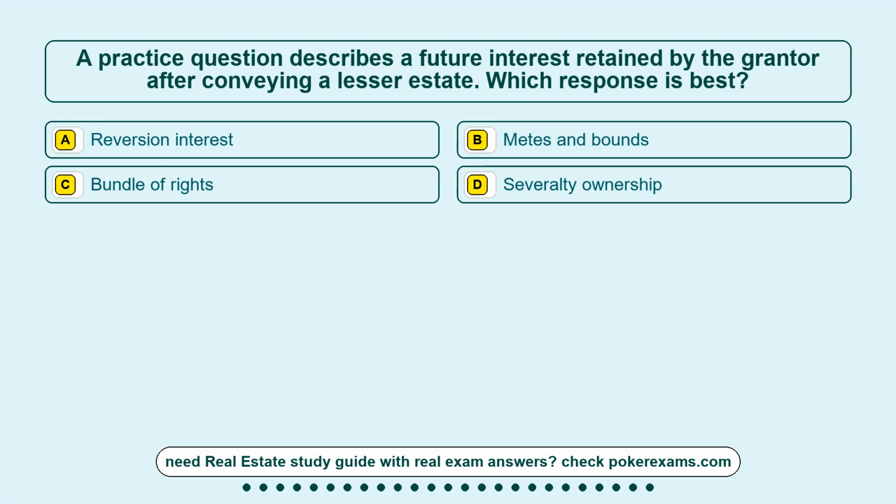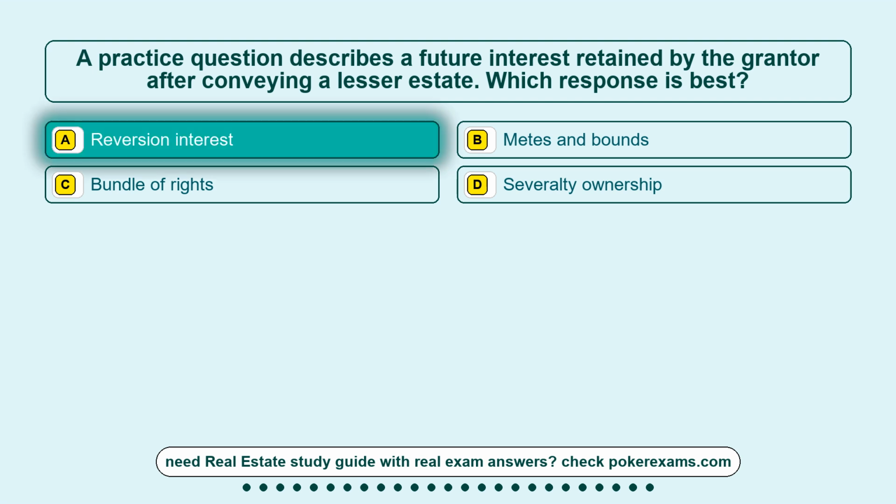Question 18. A practice question describes a future interest retained by the grantor after conveying a lesser estate. Which response is best? Option A, reversion interest. Option B, metes and bounds. Option C, bundle of rights. Option D, severalty ownership. The correct answer is option A, reversion interest.